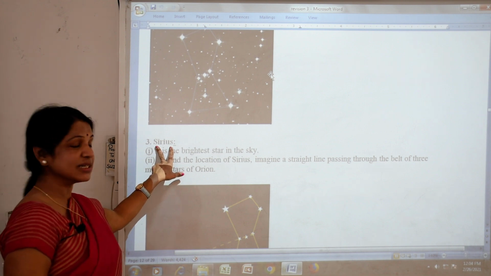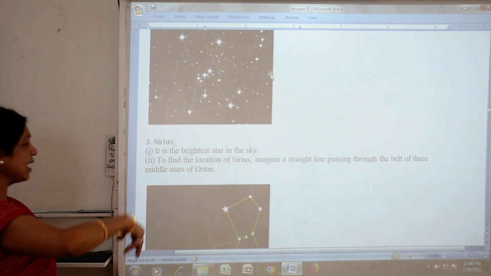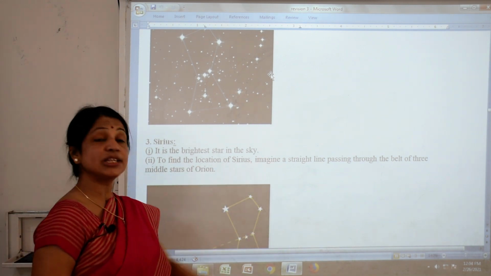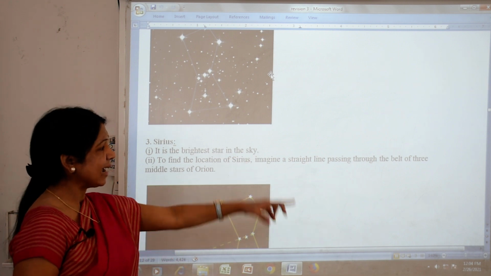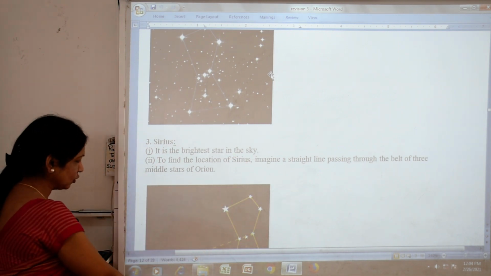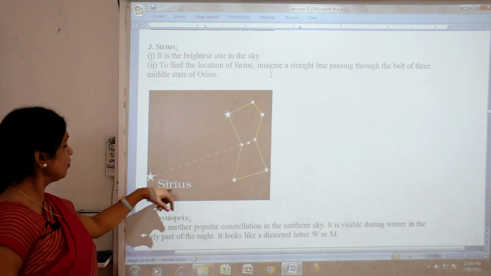Now the Sirius. What is this? It is the brightest star in the sky. To find the location of the Sirius, imagine a straight line passing through the belt of the 3 middle stars of the Orion. This is the picture of the Sirius.